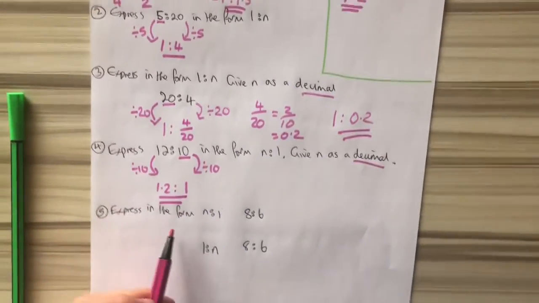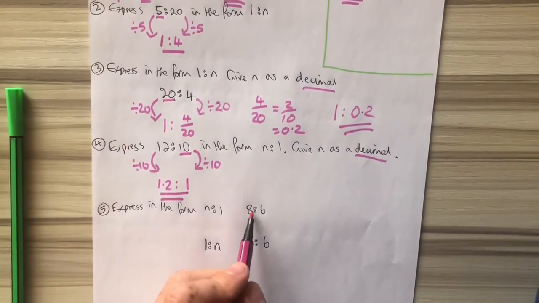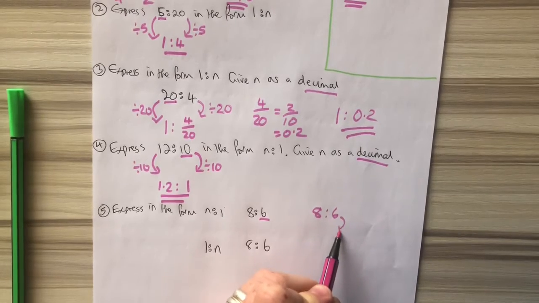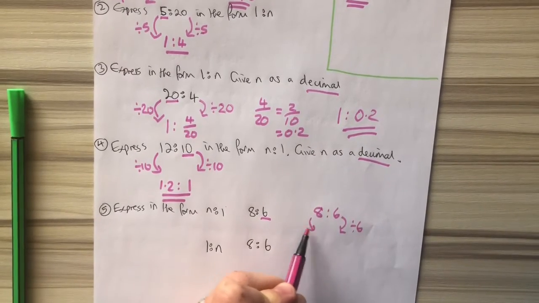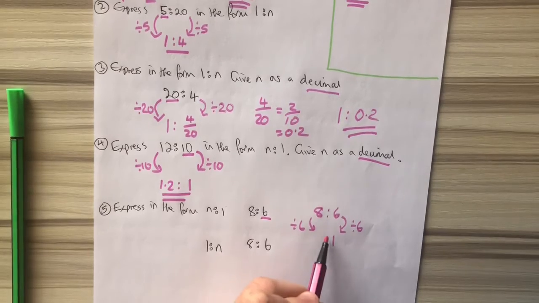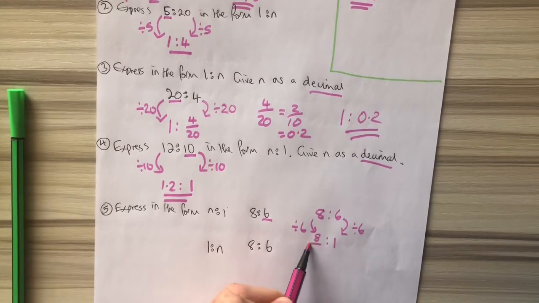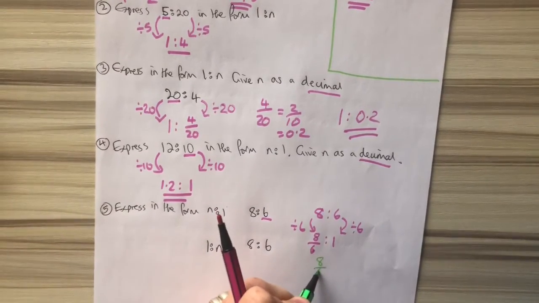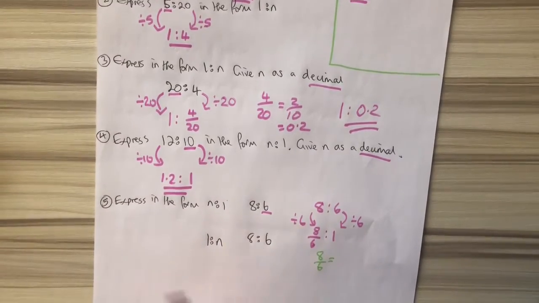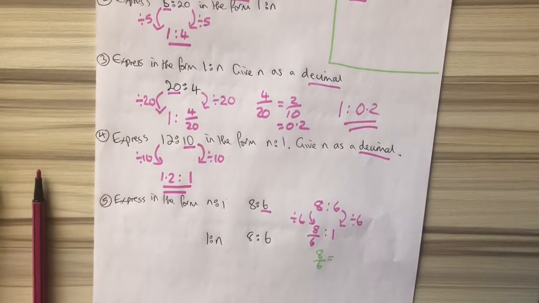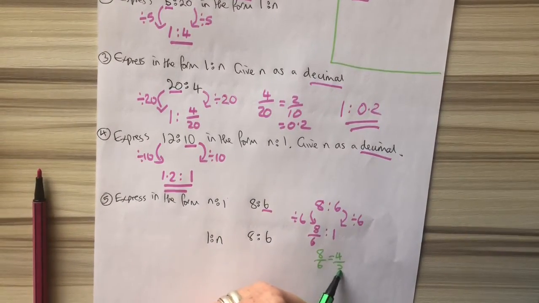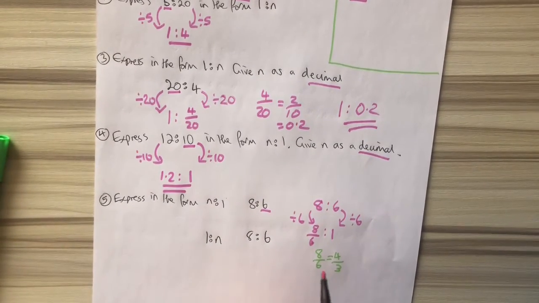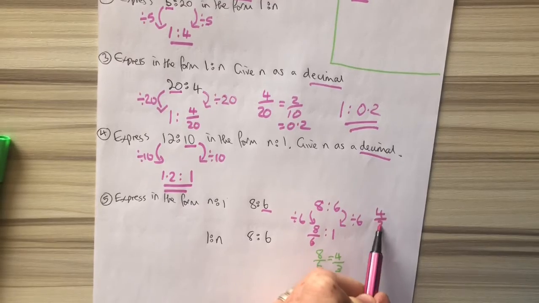Last two, express in the form n to 1. 8 to 6. So this one has to be 1. So divide by 6. 6 divided by 6 is 1. 8 divided by 6 is 8 over 6. Now what can I cancel 8 over 6 to? Well, that goes to 4 over 3. And that will do as an answer. So that means the answer will be 4 over 3 to 1.